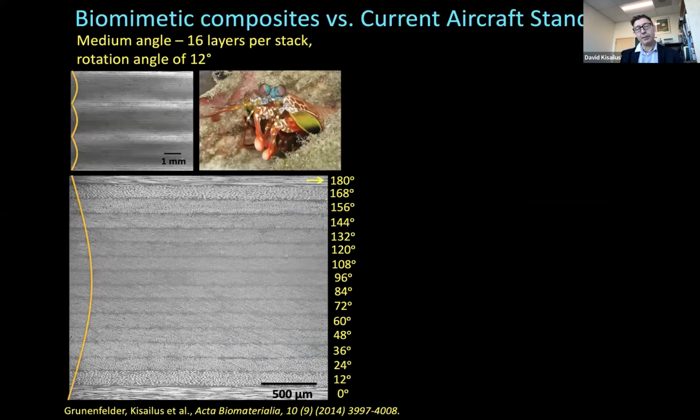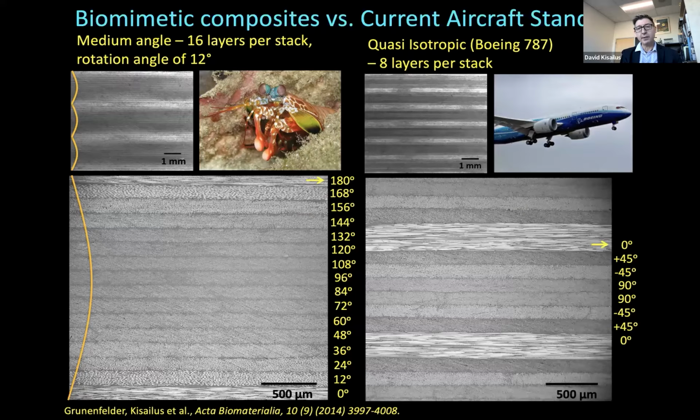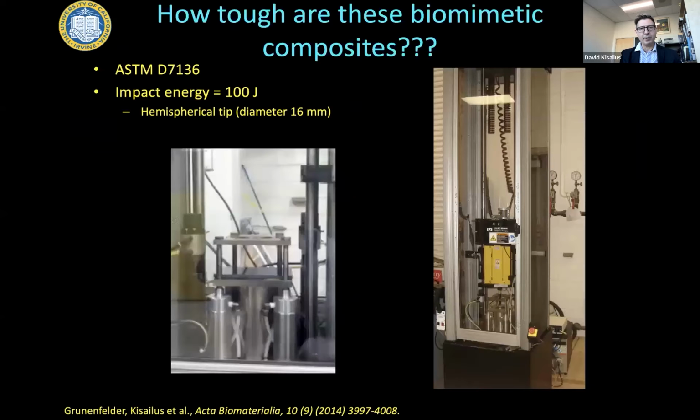So this is how we proved that. We took unidirectional carbon fiber, again just like this little model I have here, and each layer that I show with 0, 12, 24, 36 is a layer of unidirectional carbon fiber stacked on top of each other, mimicking this mantis shrimp. And then we made another carbon fiber composite using the design that Boeing uses in its 787. This is a little bit different design where fibers are stacked 0, 45, minus 45, 90 each time on top of one another.